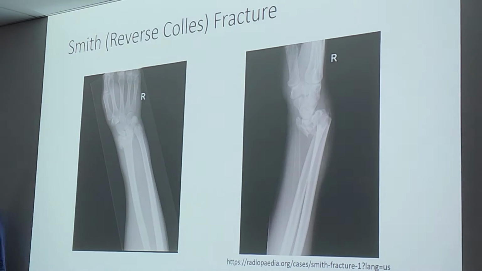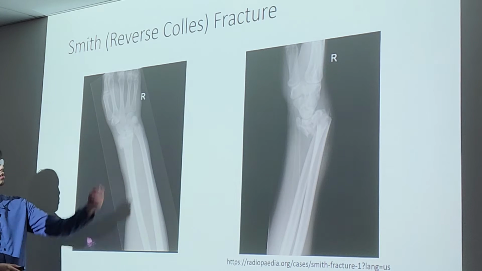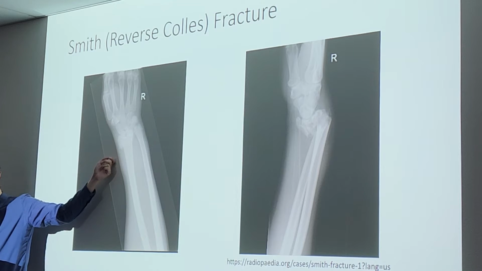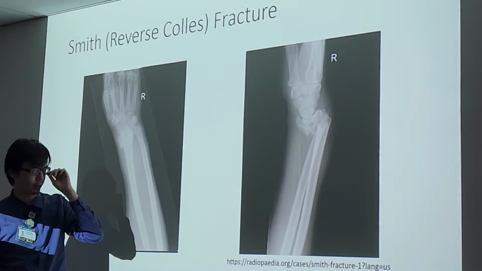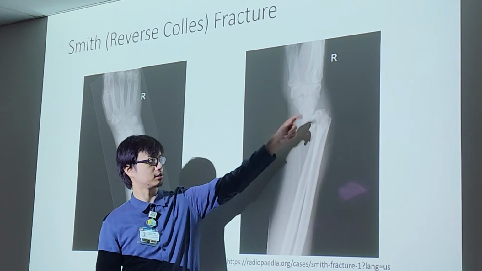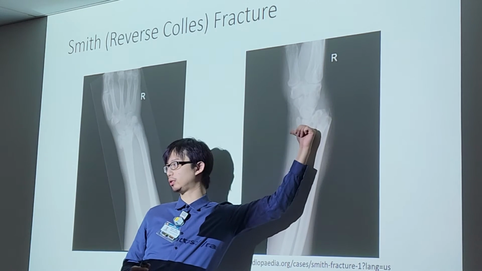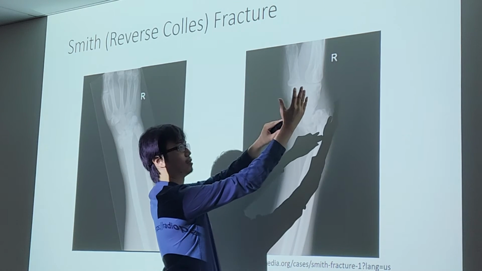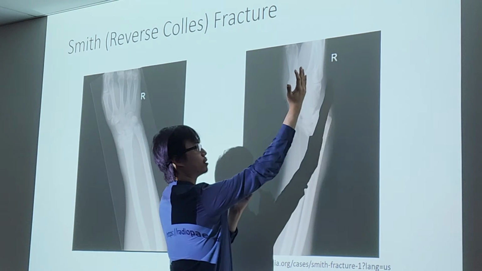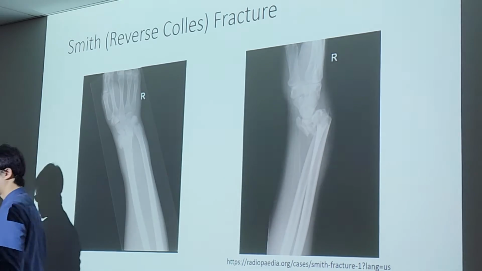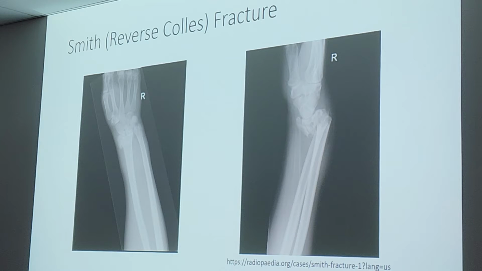So here are some examples of a reverse Colles fracture. Right, once again, on a PA wrist, really hard to tell which direction it's going. But on this lateral wrist, do you see how the piece has gone forwards, has gone anterior? Right, this is the wrist, this distal part has gone anterior. Do you see that? Right, so that is your reverse Colles, your Smith fracture.